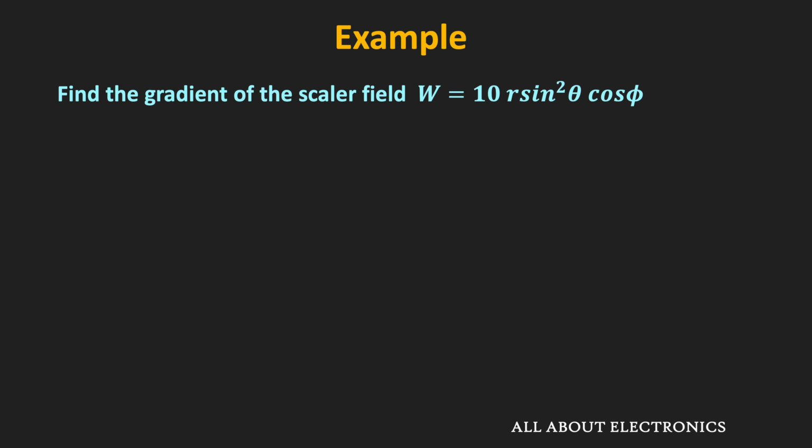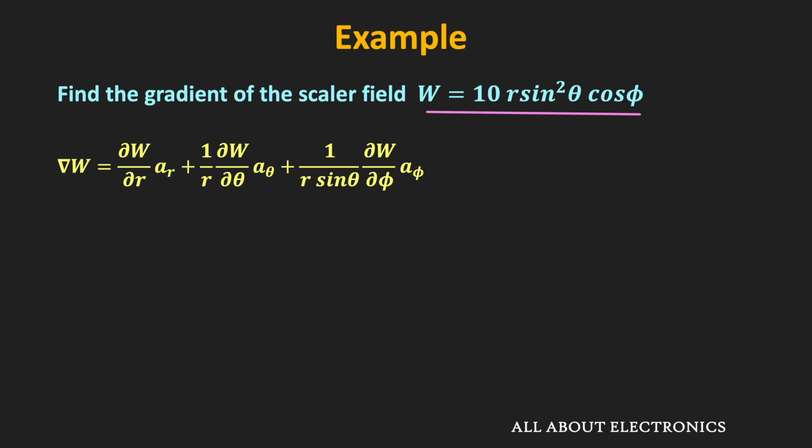Here, let us find the gradient of the scalar field, which is given by the following expression. As you can see, the scalar field is given in the spherical coordinate system. Therefore, the gradient of the scalar field can be given by the following expression. First, let us find the first term. Here, del w divided by del r can be given as 10 times sine square theta times cos phi times del divided by del r of r.